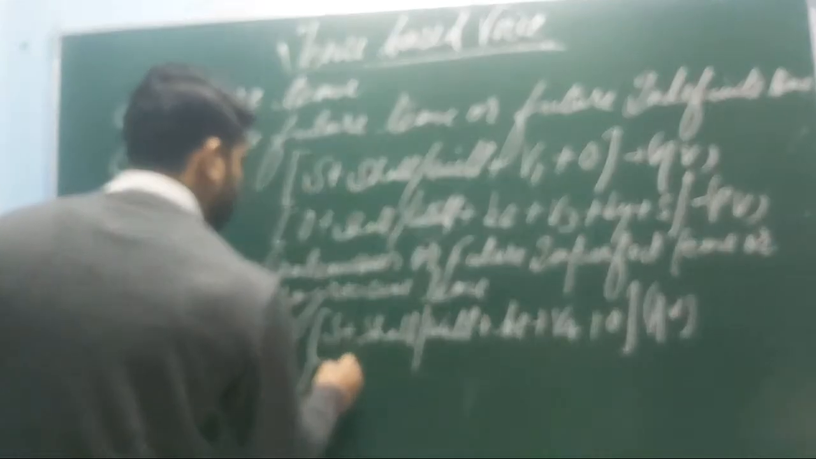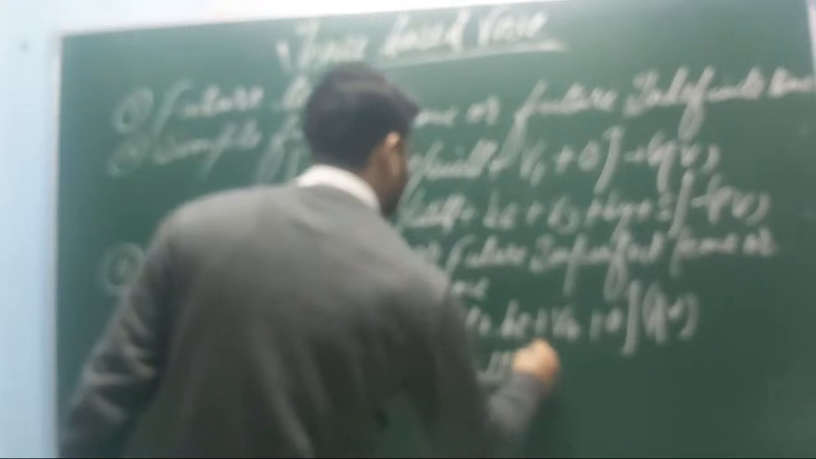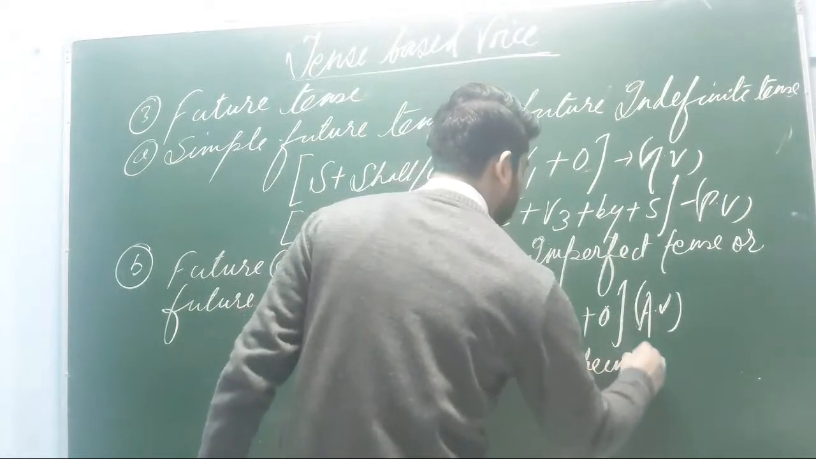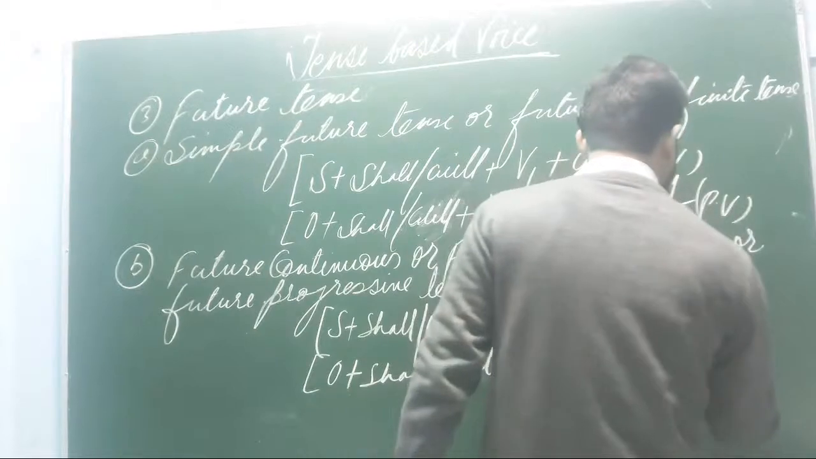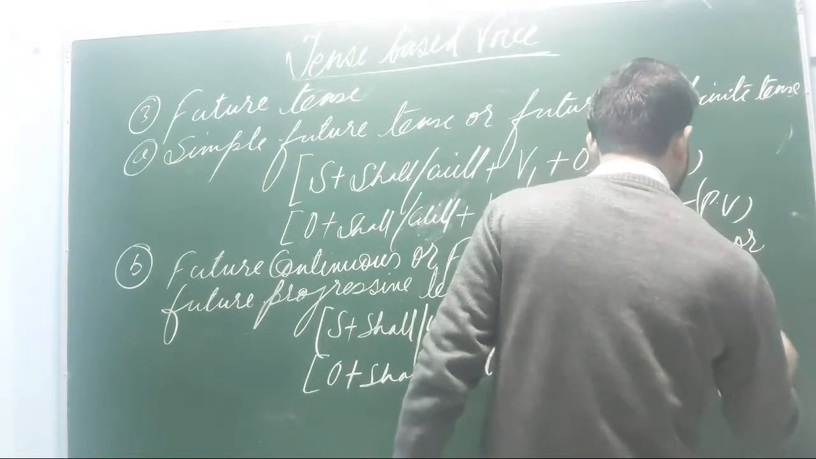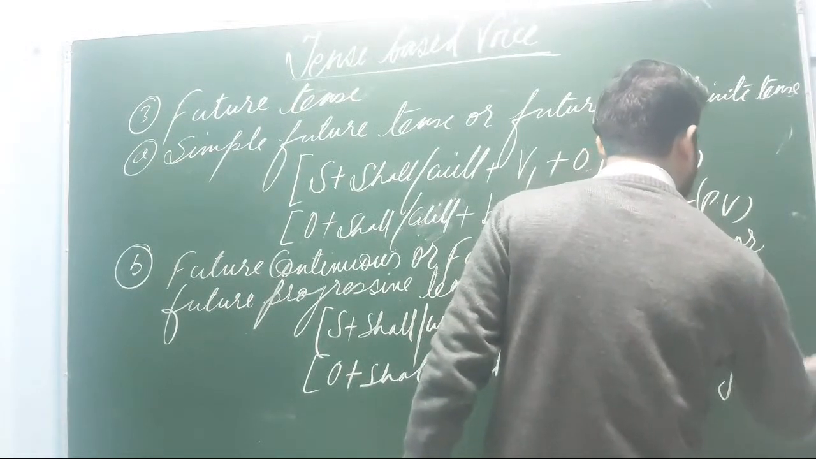In passive, the structure will be object plus shall or will plus be plus being plus be3 plus by plus subject. This one is the structure.